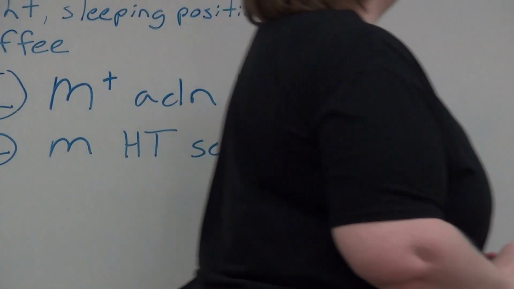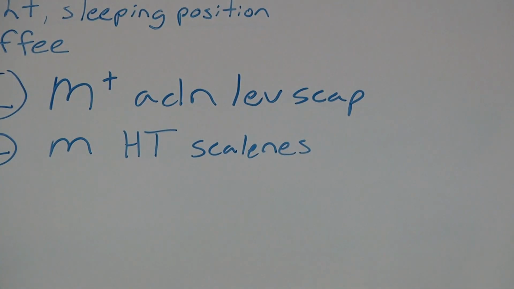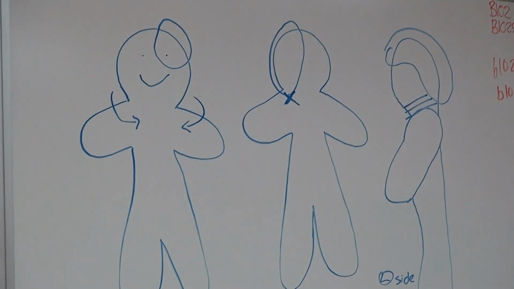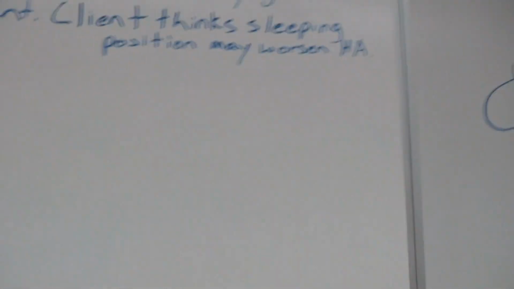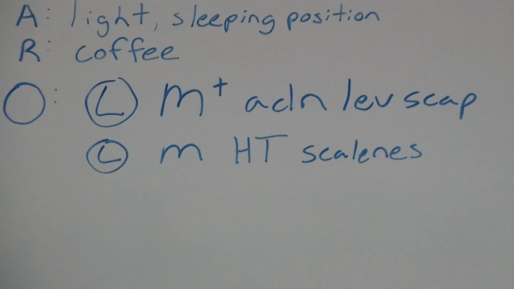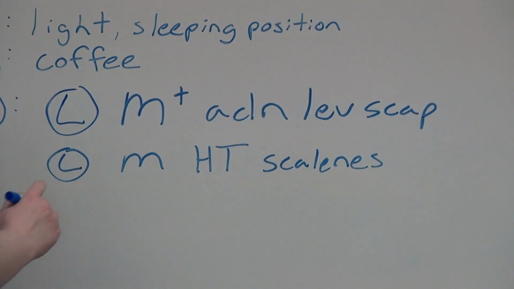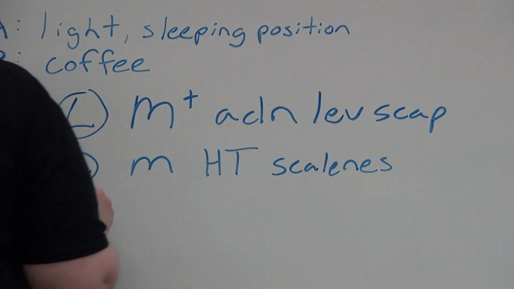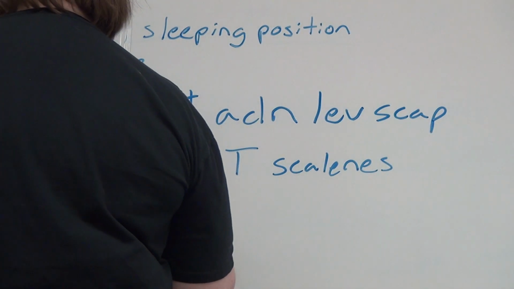Let's note this on our little dude. So we found an adhesion at levator scapula, and we found hypertonicity of the scalenes. What else did we find? Mild hypertonicity, or you already did scalenes. Oops, sorry. Right side mild hypertonicity in the right occiput.